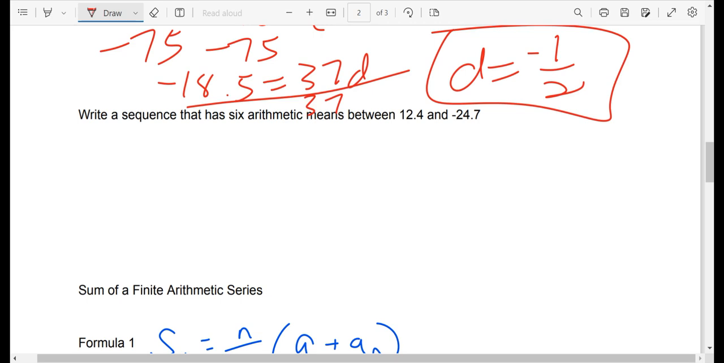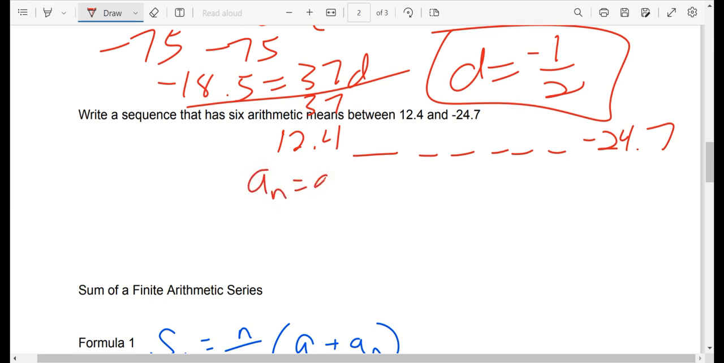So this is a doozy of a problem. Write a sequence that has 6 arithmetic means between 12.4 and negative 24.7. That means if I have 12.4, there's going to be 6 numbers, 1, 2, 3, 4, 5, 6, until we get to negative 24.7. Remember our lovely formula, that's our explicit formula: a sub n equals a sub 1 plus n minus 1 times d. Now, I don't know what d is, and I need that in order to solve.